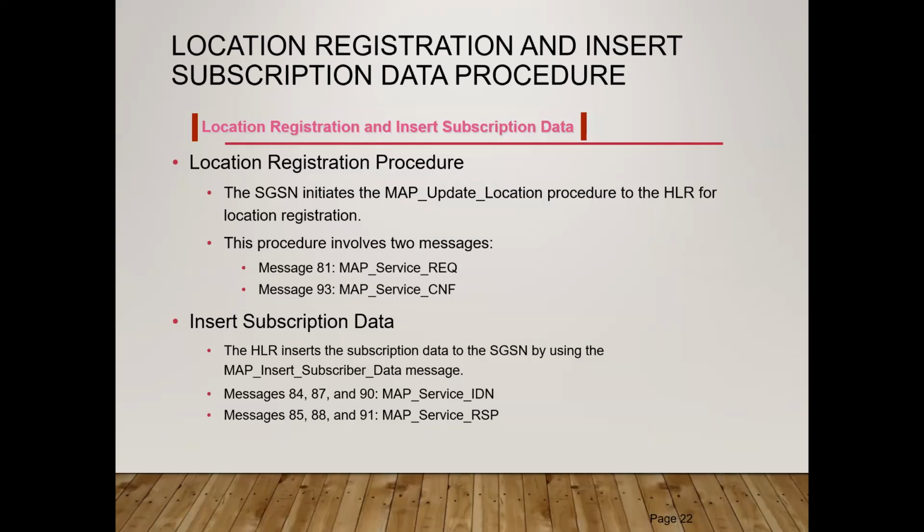Next is your location registration and insert subscription data procedure. This is the procedure where you perform the location update with the HLR, and in the response, the HLR sends the subscriber information, the APN, and the quality of service, and all that information to the SGSN. So you will send a MAP service request and MAP service confirmation. These are the request and the response messages. And then there's going to be insert subscription data, which is the MAP service indication and the MAP service response, which is used by the HLR to insert the subscription data to the SGSN.